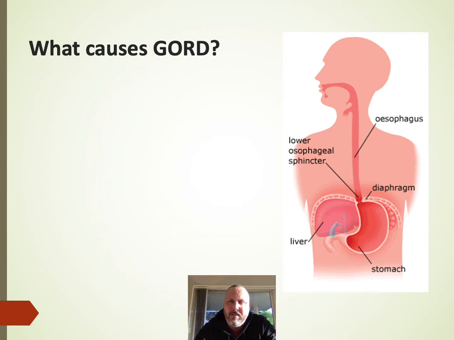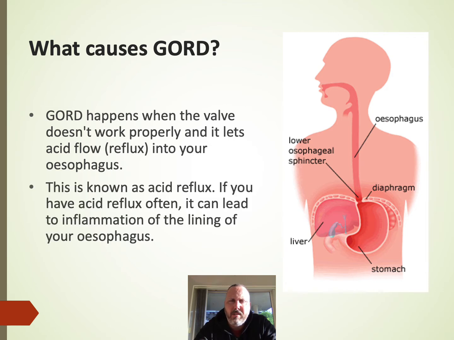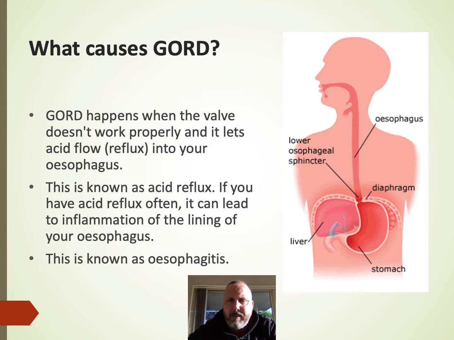Okay, what causes GORD? It happens when the valve isn't working. We talked about it briefly there. It lets acid reflux into your esophagus, so people will talk about acid reflux. If you have it often, it can lead to inflammation of the lining of the esophagus. So the major issue is it not happening occasionally, but if it's happening on a regular basis, you can do some serious damage to your esophagus, which isn't designed to handle the acid from your stomach. This inflammation of the lining of the esophagus is known as esophagitis.